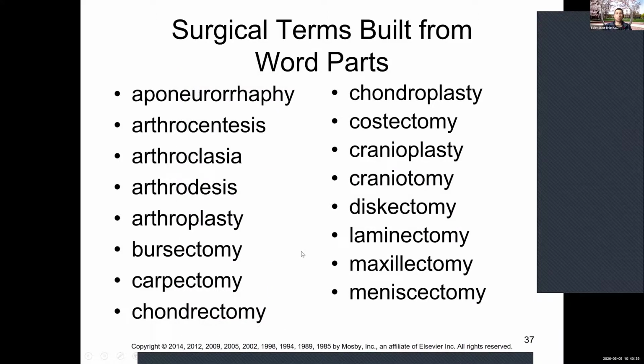So, you know, the meniscus, the maxillary bone, the lamina, the disc, the cranium, costo, remember the cost is the rib itself, condo for cartilage, and so on and so forth. We've looked at the arthro terms before, so nothing really new there. Carpectomy, remember the carp, that's carpal for like the wrist, so like carpal tunnel.